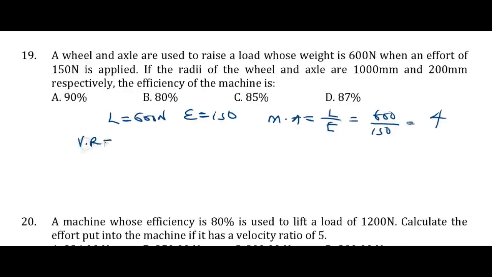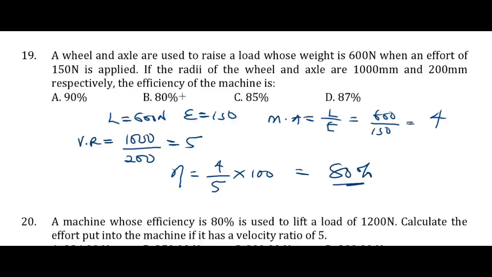What of velocity ratio? Velocity ratio will be the radius of the wheel over that of the axle. So that is 1000 divided by 200, and that is 5. So what will be the efficiency? Mechanical advantage over velocity ratio times 100. That will be 400 divided by 5, and the answer is 80%. That makes option B the correct answer.